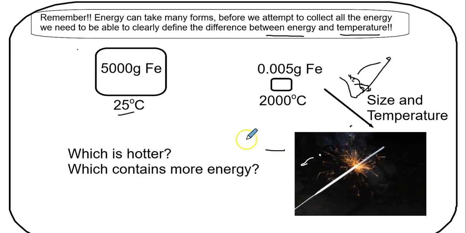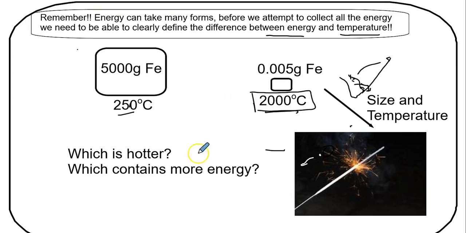So which is hotter? Well, obviously 2,000 is bigger than 25. So you could even go 200 degrees. Let's change this from 25 to, let's say, 250 degrees Celsius. That's pretty hot too. But this is way hotter.